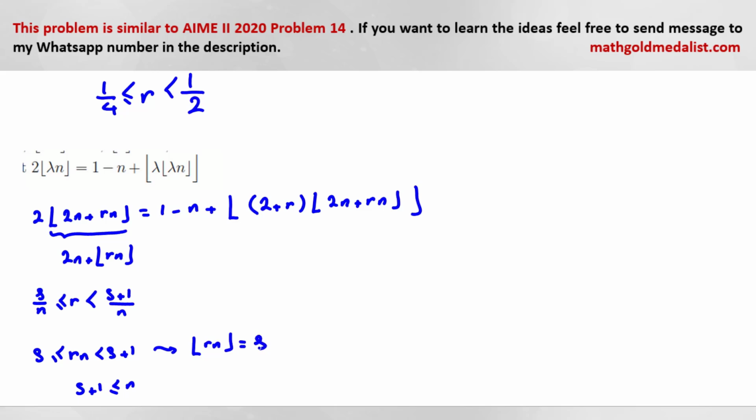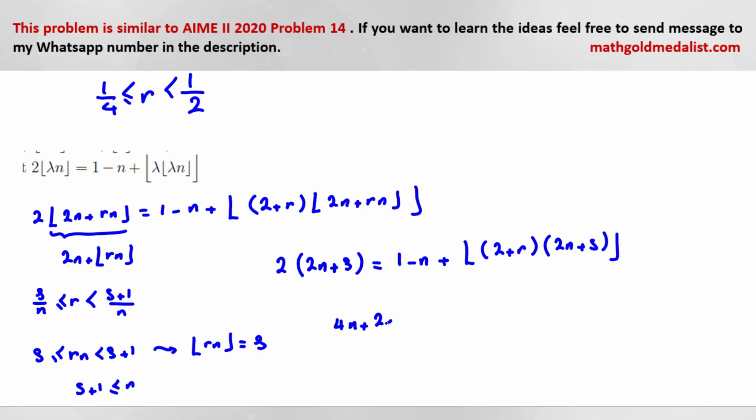Or floor of Rn is s. Exactly. So it will be 2 times 2n plus s, is equal to 1 minus n plus 2 times 2n plus s plus r times 2n plus s, right? Now let's simplify. 2 times 2n plus s, s also is an integer. So we can say 4n plus 2s plus floor of r times 2n plus s, right?